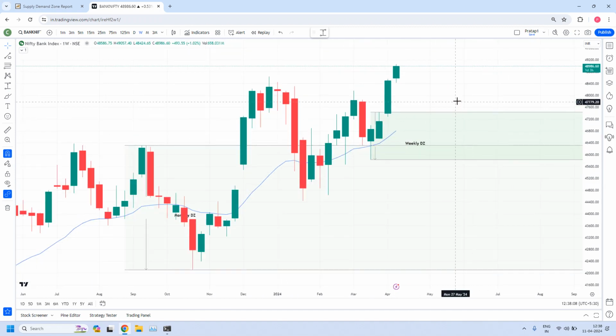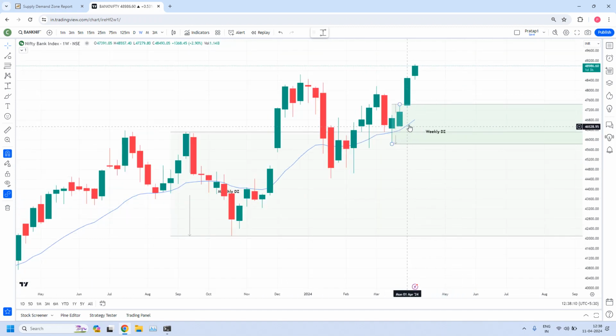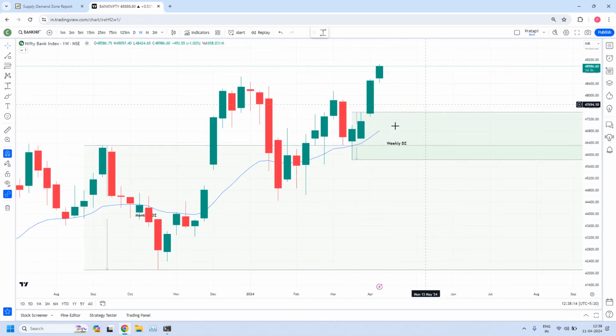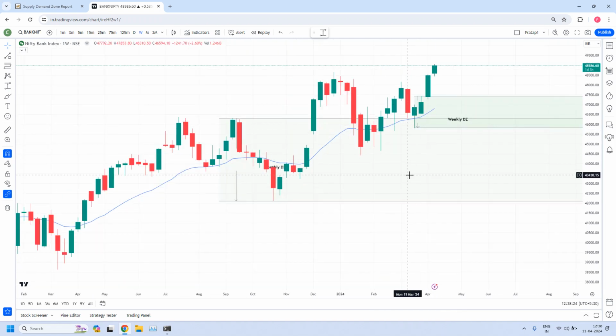And one more important point. Did you notice? This is weekly EMA confluence. The blue color line is the weekly EMA, and the weekly demand zone is having a weekly EMA confluence. This is another interesting point you have to observe.